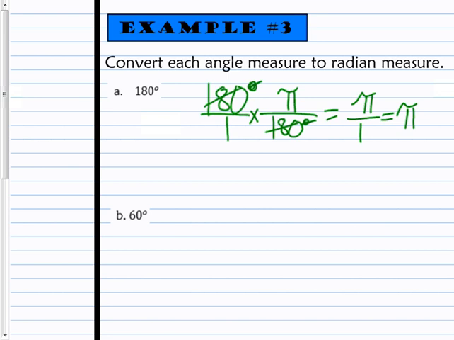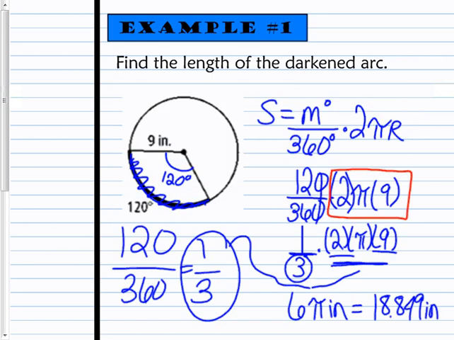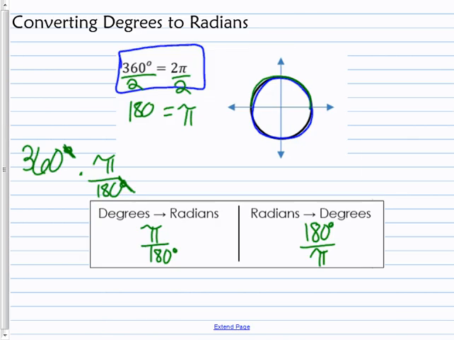Which we kind of already knew because of this problem. 180 degrees equals pi.